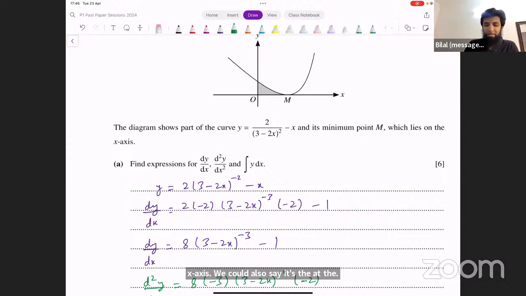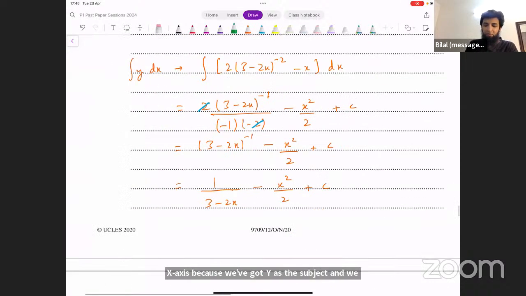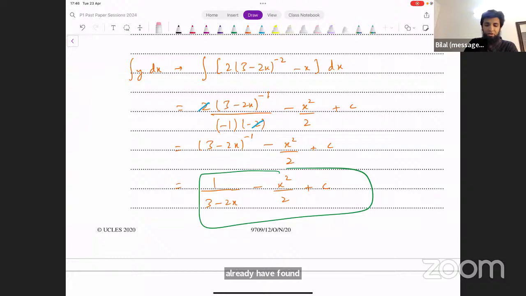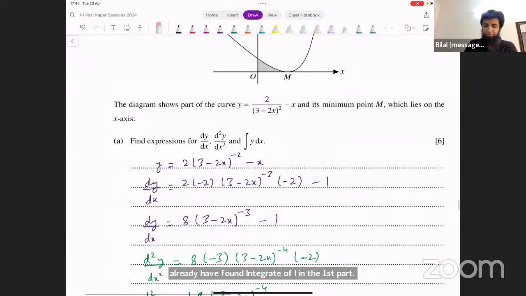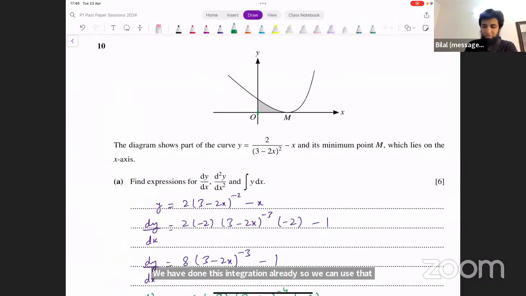Let's do it with the x-axis because we've got y as the subject and we already have found the integral of y in the first part. We've done this integration already, so we could use that. What are going to be the limits? Limits are going to be from 0 to m. M is 1 over 2. So just integrate, input these limits, and that will give you this area.